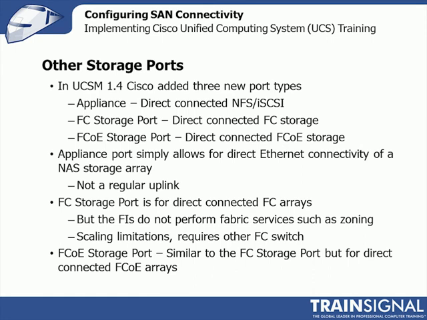So, appliance port simply allows for direct Ethernet connectivity, not a regular uplink. FC storage is for direct connected FC arrays, but they don't perform fabric services such as zoning. And the FCoE storage port is similar to the FC port, but it's for direct connected FCoE. So not something that we see in use a lot today, though we are deploying with the appliance ports on a fairly regular basis, but everything else is very limited.